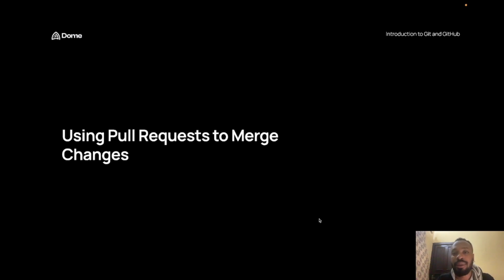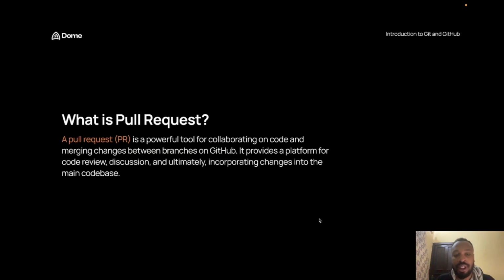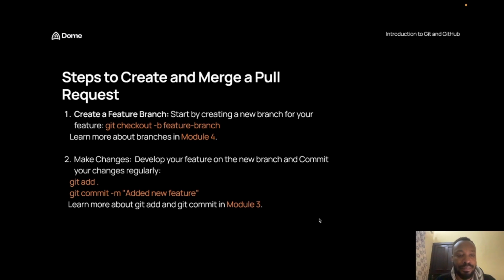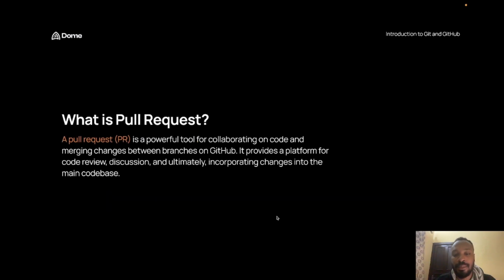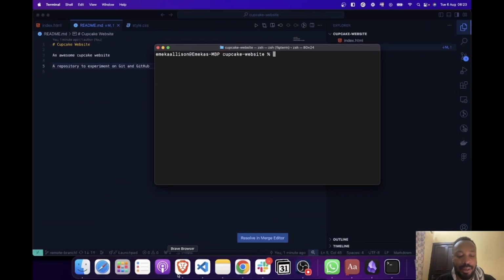In GitHub, if you want to make changes, you have to create a pull request. A pull request is a powerful tool for collaborating on code and merging code between branches on GitHub. It provides a platform for code review, discussions, and ultimately incorporating changes into your main code base. Let's get into it. So we're just going to go into the steps of making a pull request.